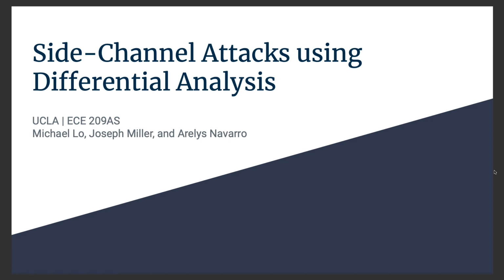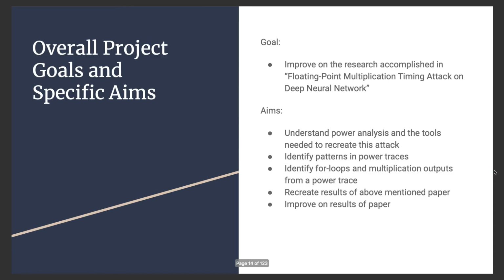Hi there. So our project is on side channel attacks using differential analysis. So a little bit about our project overall. We're trying to improve on the research accomplished by a team that did the work in the floating point multiplication time attack on deep neural networks. Essentially, they were able to look at an image that was processed through a neural network and identify the input image. It was a simple black and white image, so we're looking for ways to improve on it.